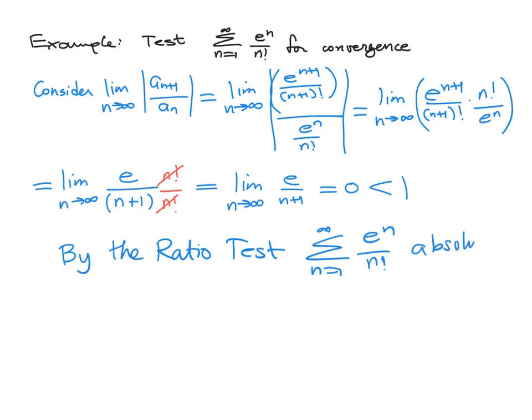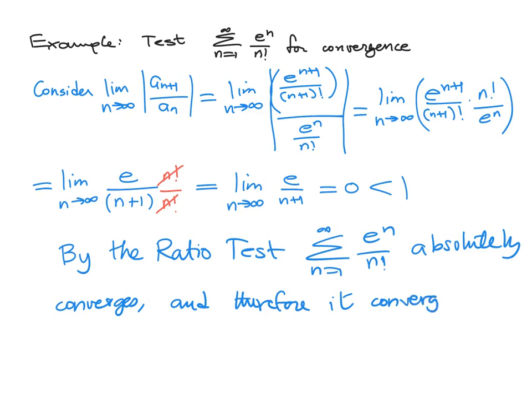absolutely converges, and therefore it converges. When we say absolutely converges, we're not trying to emphasize that it converges. We're talking about the absolute values. So you also have to say that it therefore converges.